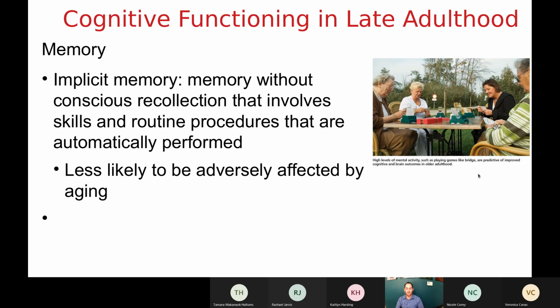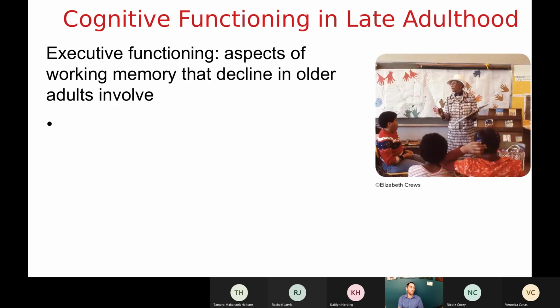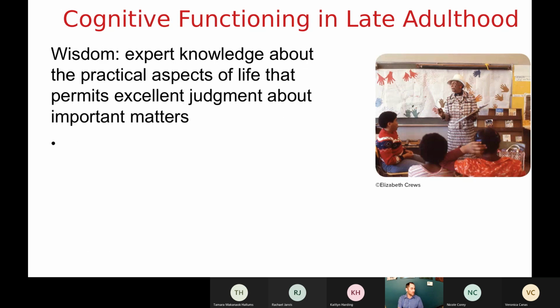Any cognitively intensive game that requires you to plan ahead, to think creatively, to strategize, that's using your cognitive faculties and is going to help with a lot of these aspects of cognitive functioning. So being active and doing things that engage your mind is really important in late adulthood, as well as for executive functioning.